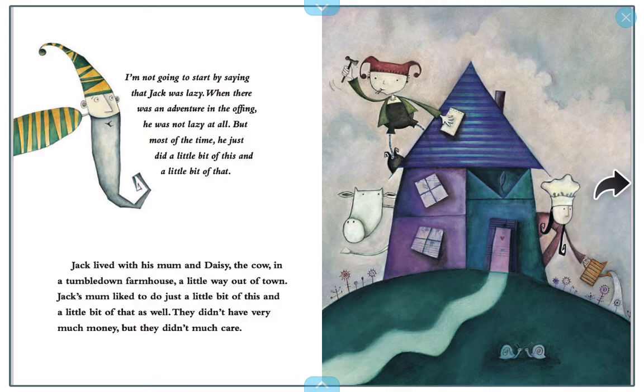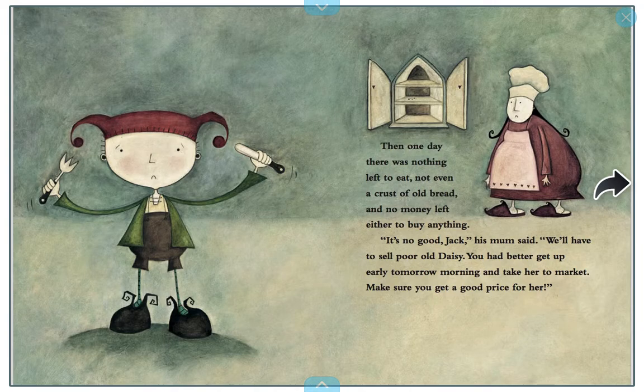Okay, let's keep going. Then one day, there was nothing left to eat, not even a crust of old bread, and no money left either to buy anything. It's no good, Jack, his mom said. We'll have to sell poor old Daisy. You had better get up early tomorrow morning and take her to the market. Make sure you get a good price for her.